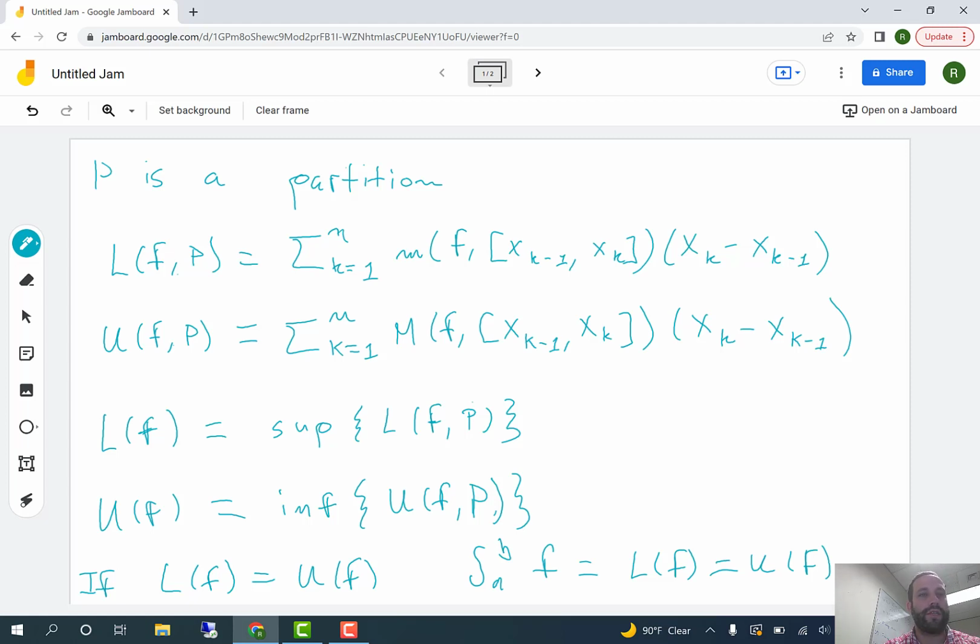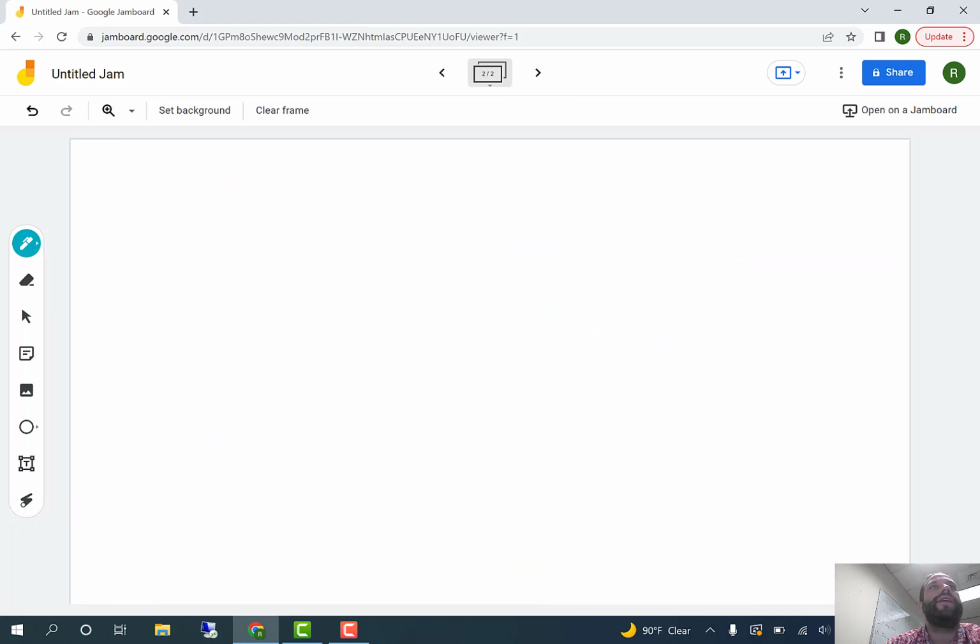I want to ask this question the other way around. If I can find a partition that both approximates L(f) well and U(f) well, does this mean that L(f) and U(f) are close to each other? In other words, if I can find a partition such that L(f,P) is close to L(f) and U(f,P) is close to U(f), does this mean that L(f) is close to U(f), or in particular L(f) equals U(f)? Okay, and so that is what the content of this theorem says.